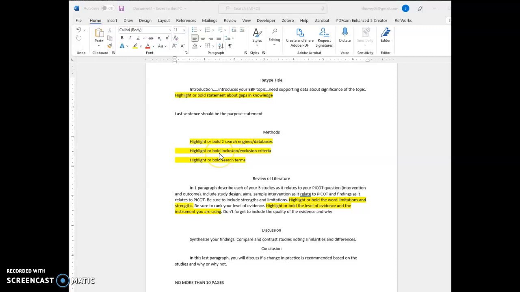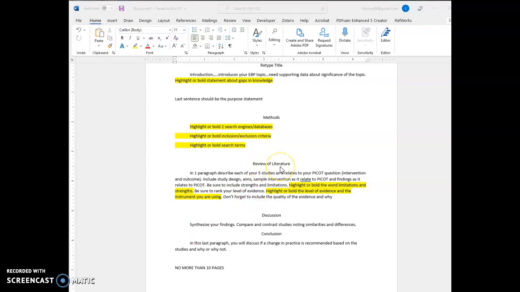You highlight or bold the inclusion and the exclusion criteria that you used, because you want to include both, not just inclusion and not just exclusion. And that you highlight or bold your search terms, which is those terms that include the word and, or, they might include your keywords. And we talked about these search terms when you wrote your PICO question. It was one of your first assignments. The next part of your paper is the review of literature.